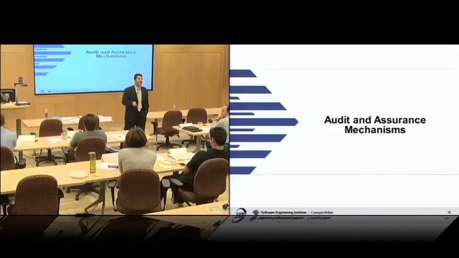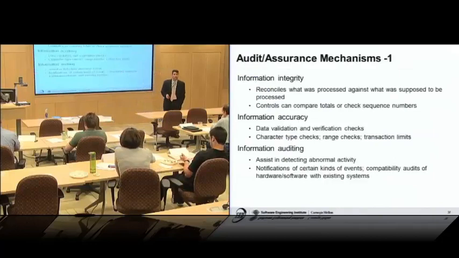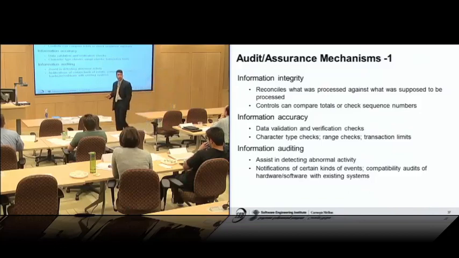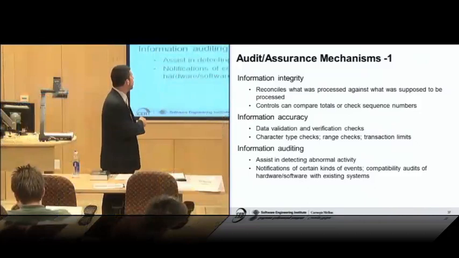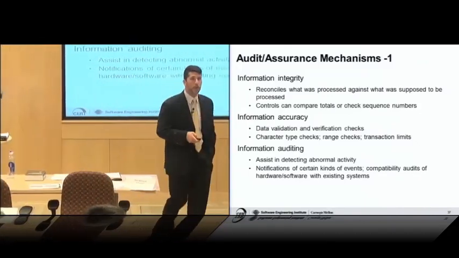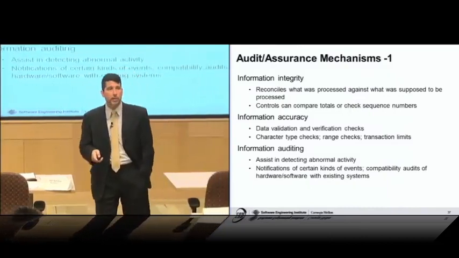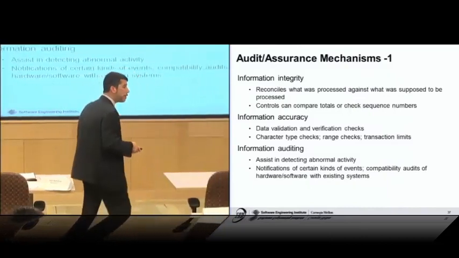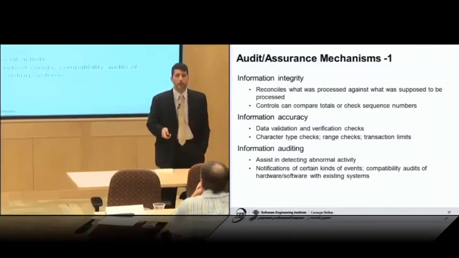All right. Audit and assurance mechanisms. Remember our CIA triad? We also have the aspects of accuracy and auditing here. Audit helps us know that what we did manipulate was what we wanted to manipulate. We could use sequence numbers. We can also use images of the material.